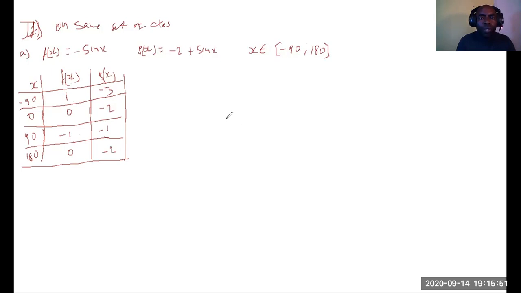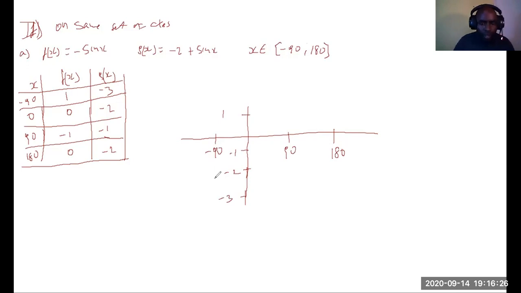So we can now make our Cartesian plane. Here we have got minus 90, here we've got 90, here we've got 180. The biggest number is 1, then put 1 here, negative 1, negative 2, and the negative 3.